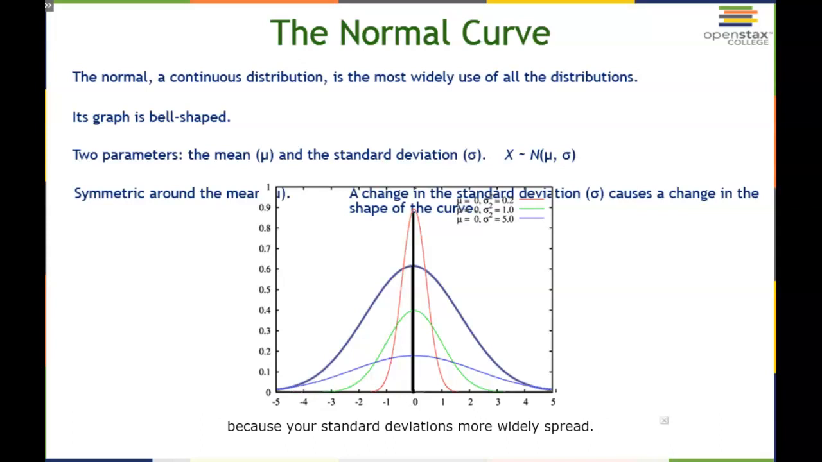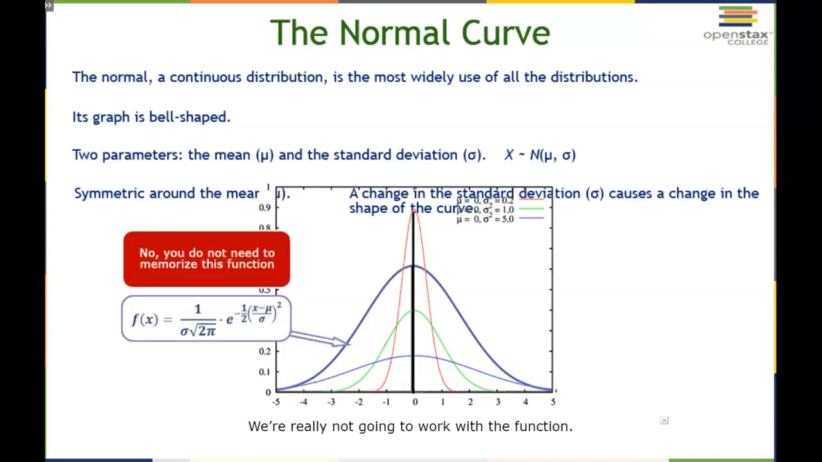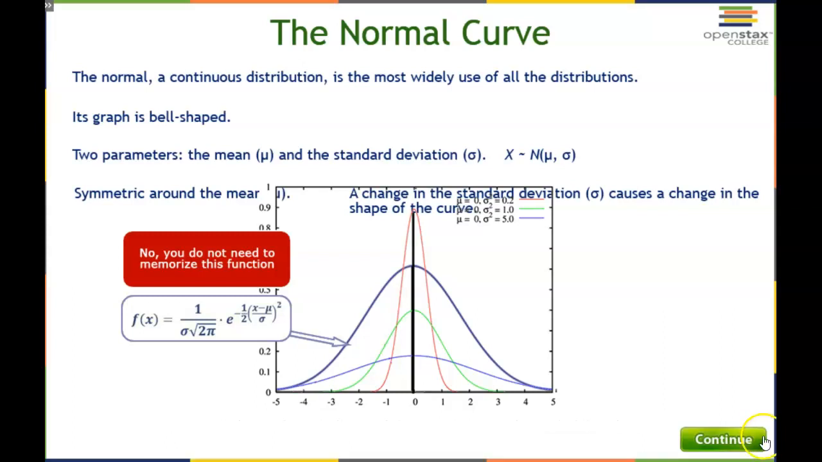In previous distributions, we did calculate the probability density function, f of x. In this case, we are not going to calculate f of x. You do not need to memorize this function. We're really not going to work with the function. We know it's a bell-shaped curve, and we're going to stick with that. Our f of x is very complex because you can see it's a complex shape, but we don't need to memorize this, and we really won't have you create the probability density function f of x.